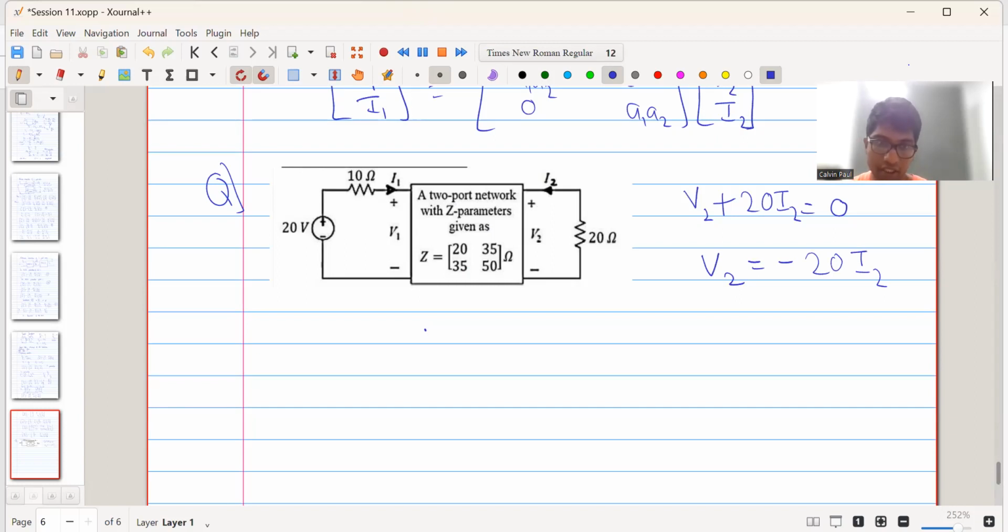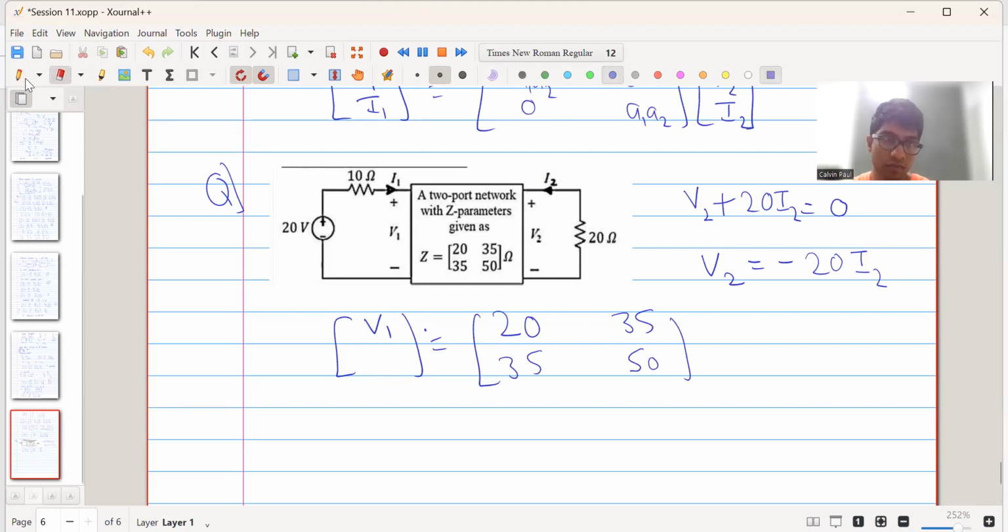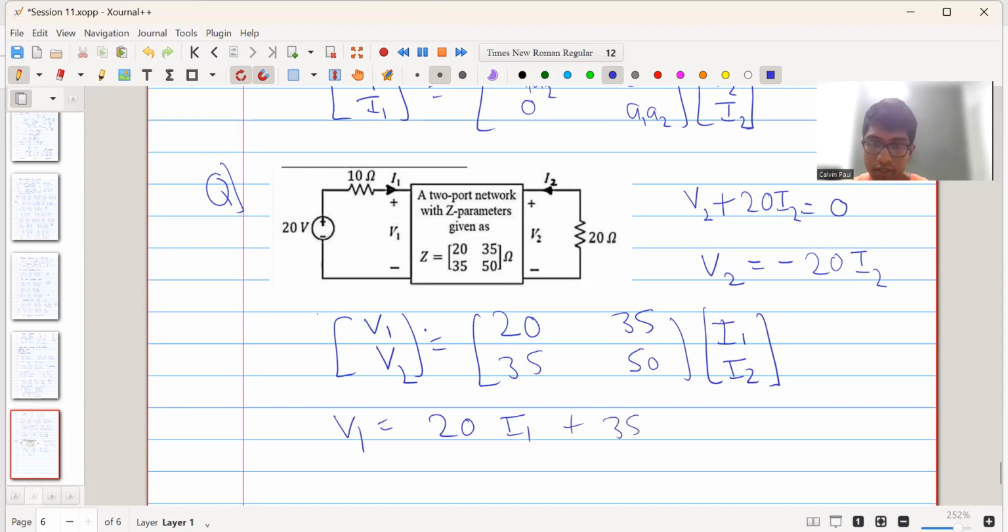Now, based on the Z parameters, we have V1 V2 is equal to 20, 35, 35, 50 into I1 I2. So this is the Z parameters. So we get V1 is equal to 20 into I1 plus 35 into I2, and V2 is equal to 35 into I1 plus 50 into I2.